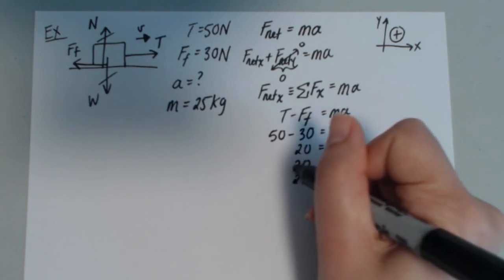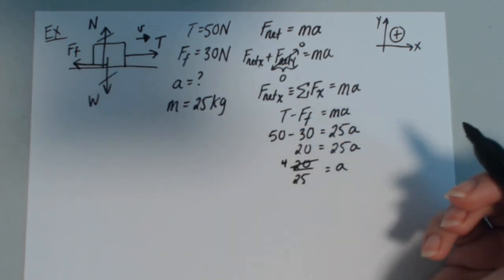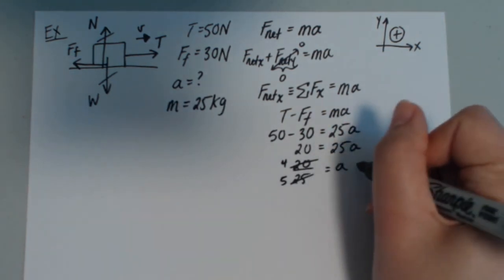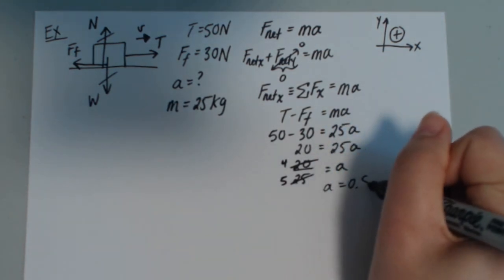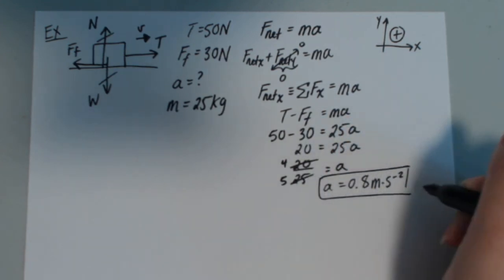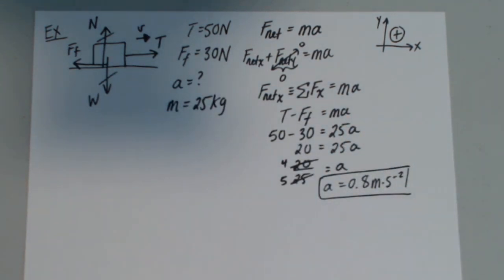If you divide the numerator by 5, you get 4. Divide the denominator by 5, you get 5. 4 divided by 5 is 0.8. So acceleration is 0.8 meters per second squared. Okay, so that is the acceleration. Now, that is the magnitude of the acceleration.